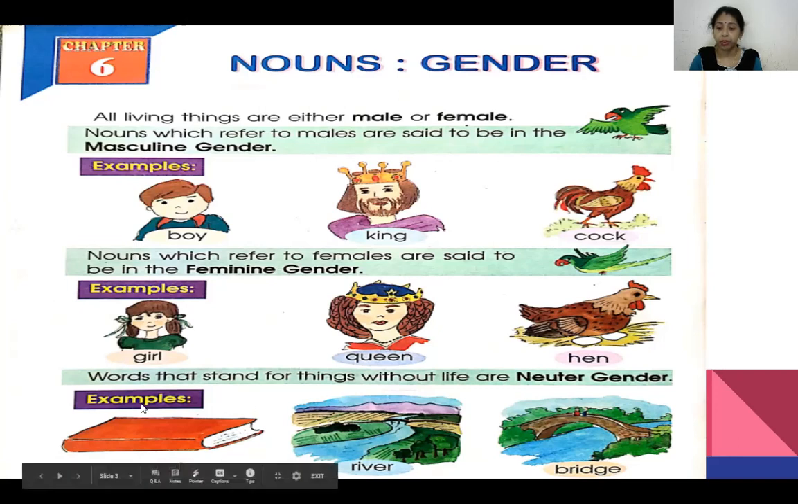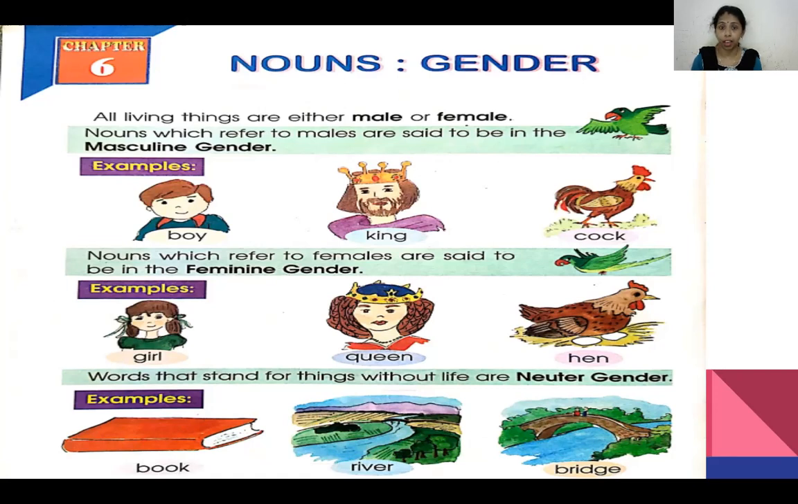Now there we can see the picture of a book, the picture of a river, the picture of a bridge. So, those are non living things. As I told you, in our world, there are so many non living things also. So, the book, river, breeze, these are non living things. They can't breathe like us human beings. So, that's why this word will come under neuter gender.